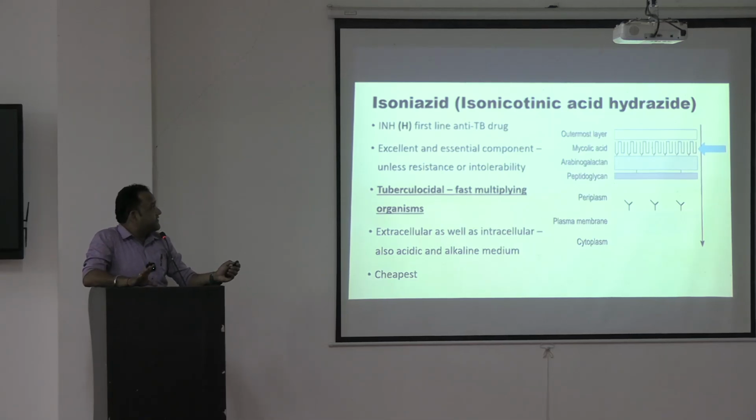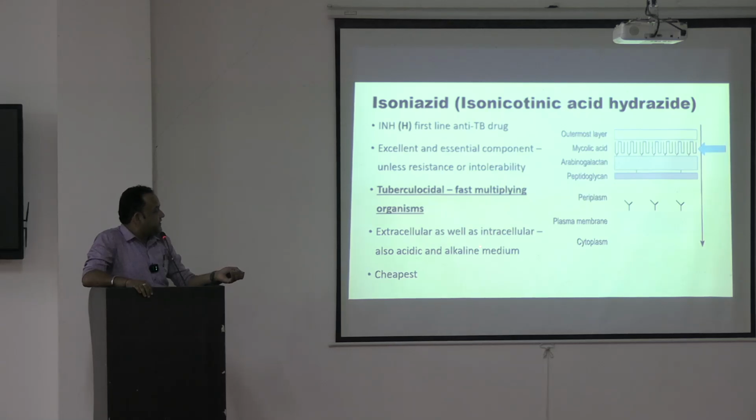Now there are 2 types of drugs which we use in the regimen. One is tuberculocidal, which directly kills the organism, and another one is tuberculostatic. What is that? It prevents or stops the organism from multiplying. Isoniazid is tuberculocidal, and a very good tuberculocidal. And this is more active in the fast multiplying organism. We will be discussing that in the theory class.